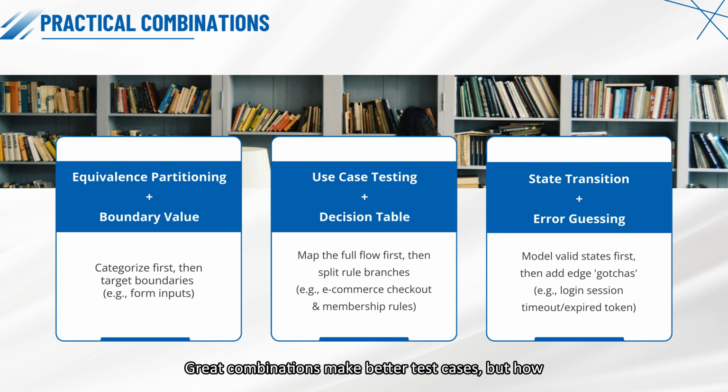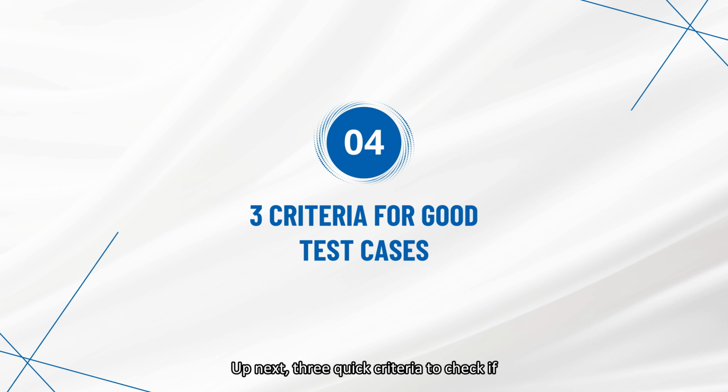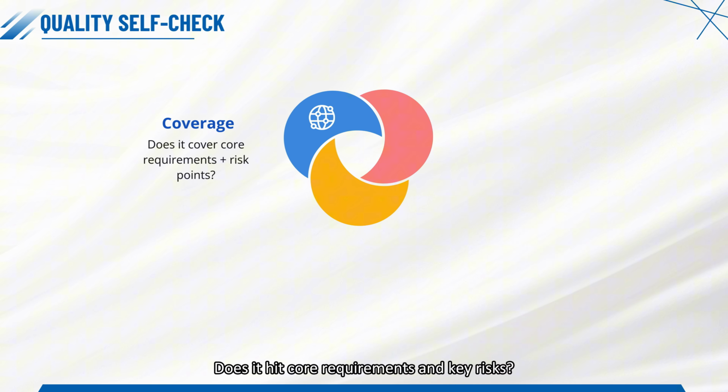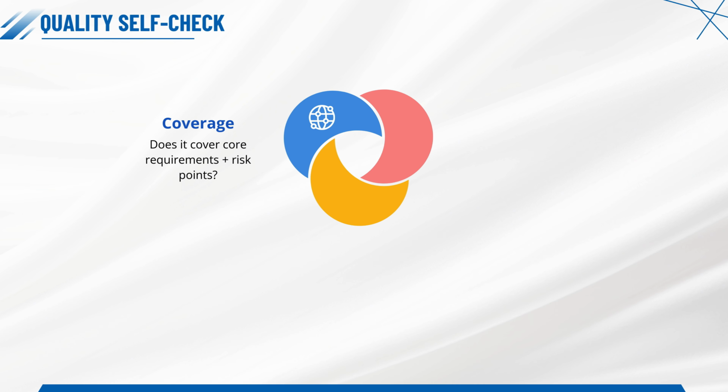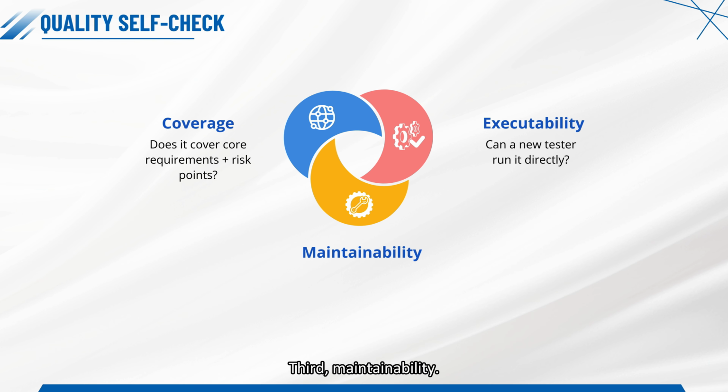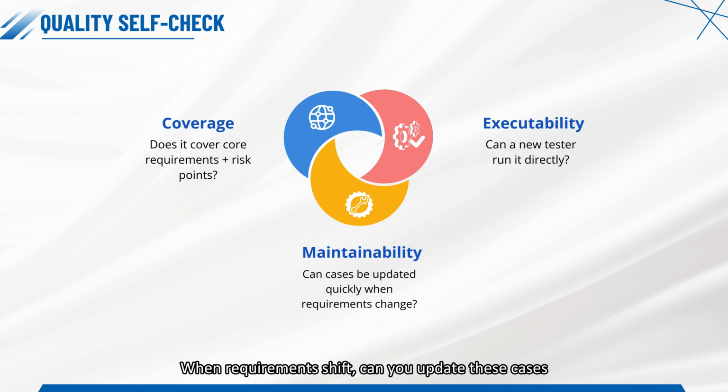Great combinations make better test cases, but how do we validate they're good? Up next, 3 quick criteria to check if your test cases hit the mark. First, coverage. Does it hit core requirements and key risks? No gaps allowed. Second, executability. Could a new tester pick this up and run it? No questions. Third, maintainability. When requirements shift, can you update these cases fast? Nail these 3, and your test cases go from good to reliable.